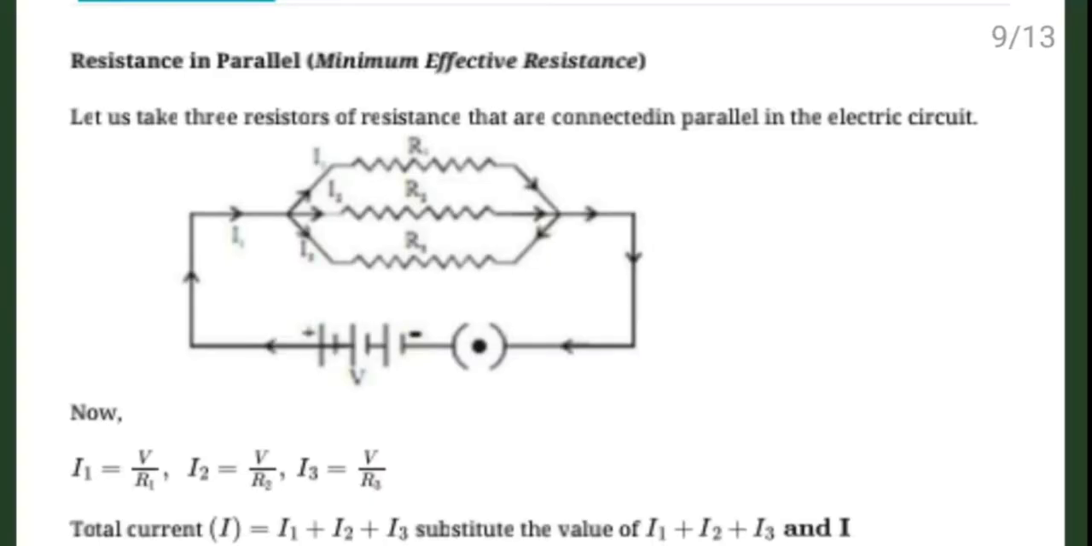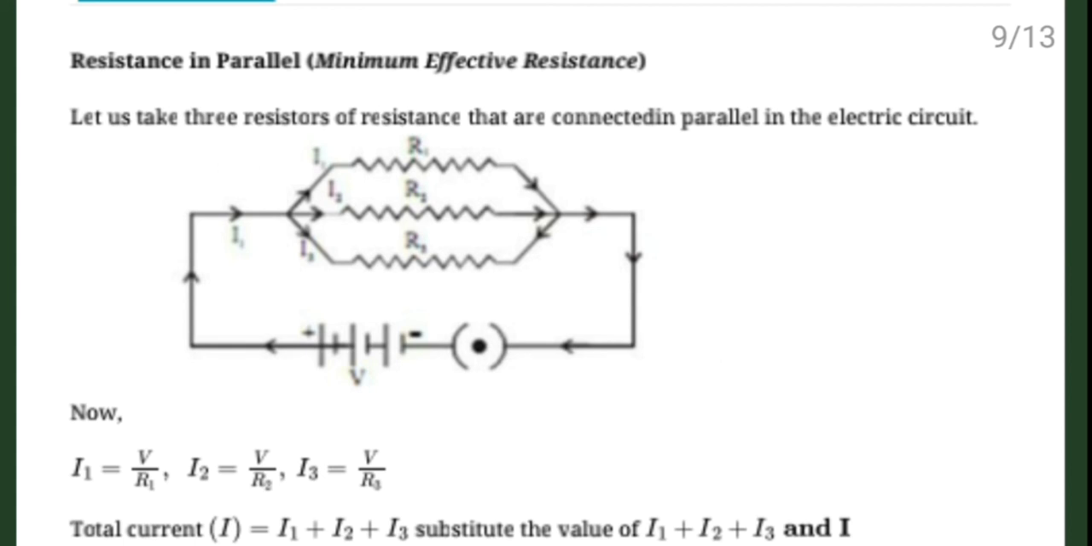Now, resistance in parallel, that is minimum effective resistance. Let us take three resistors that are connected in parallel in the circuit. So you can see in the circuit R1, R2 and R3 are connected. A key is there, a battery is there, a voltmeter is connected in parallel. Also, current divides into I1, I2 and I3. Now we know I1 is equal to V upon R1 according to Ohm's law, I2 is equal to V upon R2, I3 is equal to V upon R3.